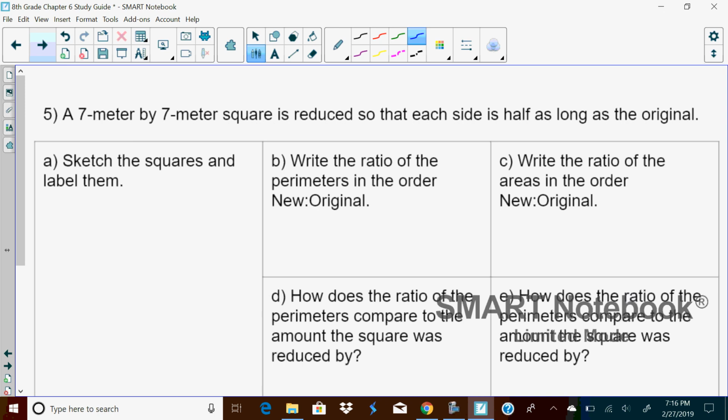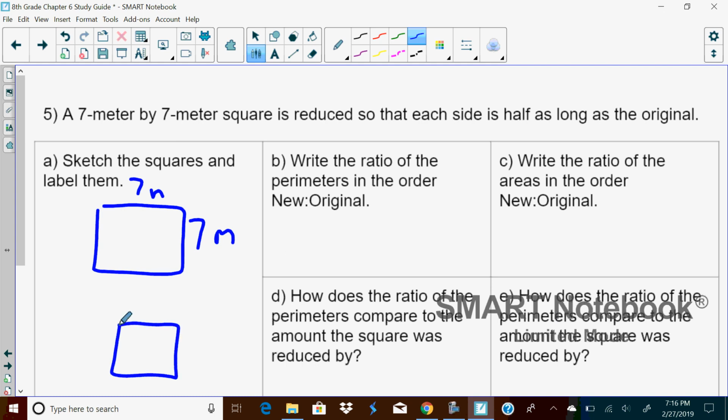Problem number 5, a 7 by 7 meter square is reduced so that each side is half as long. So it's a square, it was 7 meters by 7 meters, and it became a smaller square. Reducing it by half would make it 3.5 meters by 3.5 meters. It says write the ratio of the perimeter of the new to the old. So the perimeter of the new is going to be 14 meters to 28 meters, or 1/2, 1 to 2.